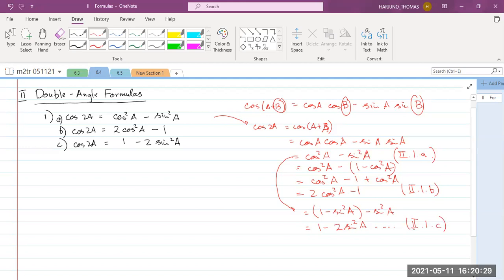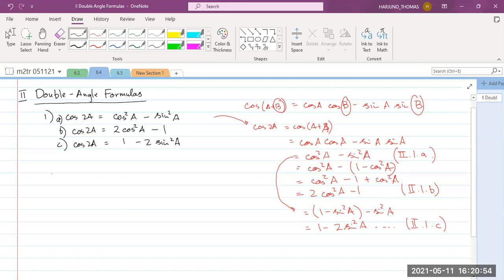Do I have to memorize all three variations, Thomas? Unfortunately, yes. Because you will see that becomes one of the key variations that we need later on for half angle formulas.